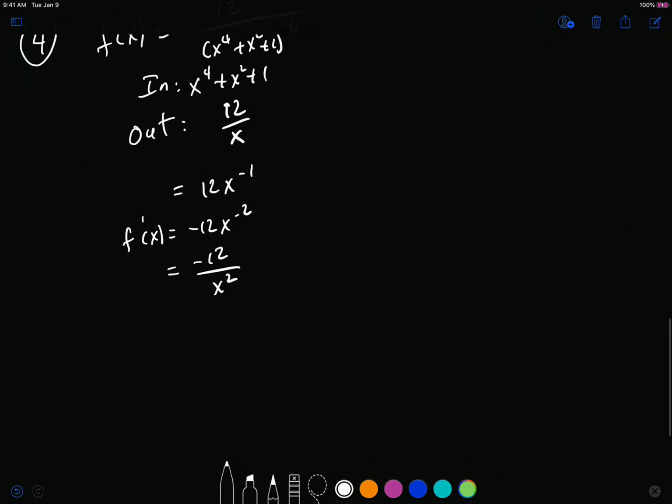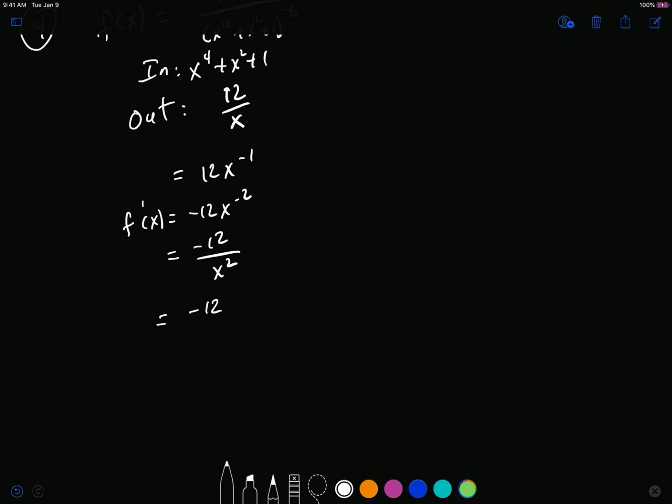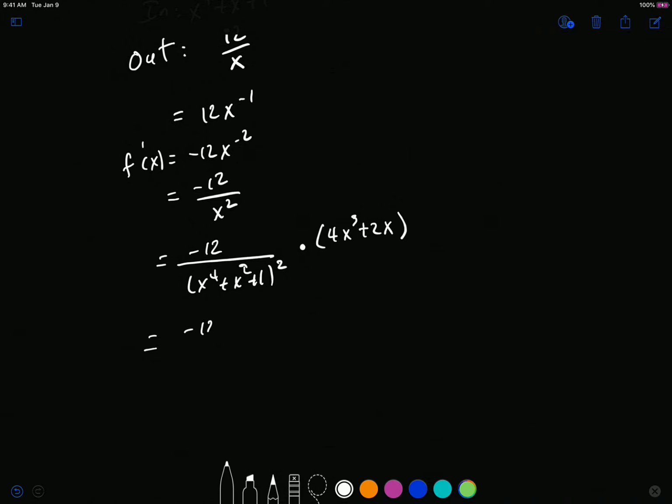Two steps remain. I need to plug the inside function back in: x to the 4 plus x squared plus 1 raised to the 2nd power, and then I need to multiply by the derivative of the inside function. And again, you have to use parentheses here: 4x cubed plus 2x right here. And in this case, I can simplify when I multiply these together: 2x over x to the 4 plus x squared plus 1.